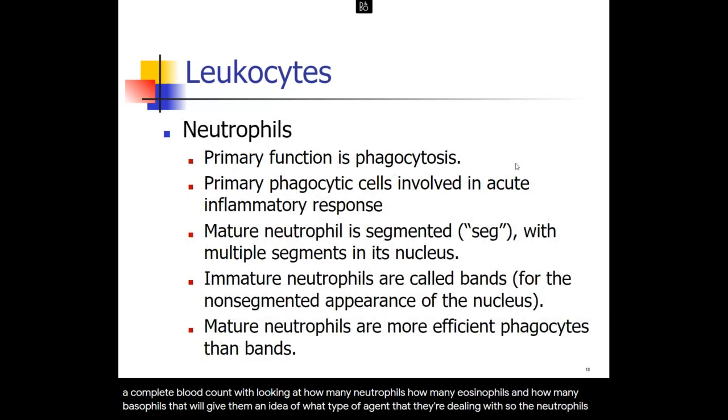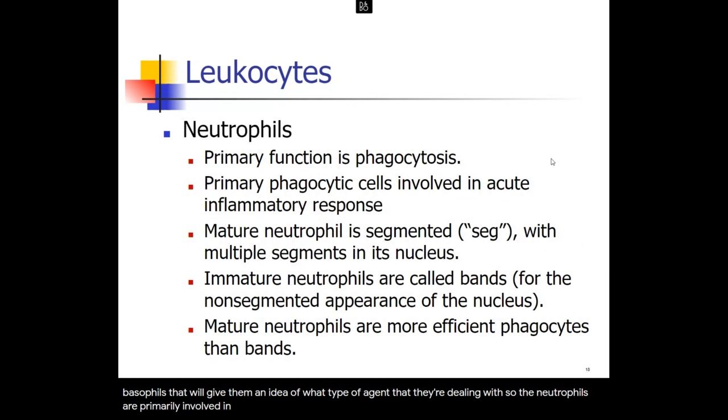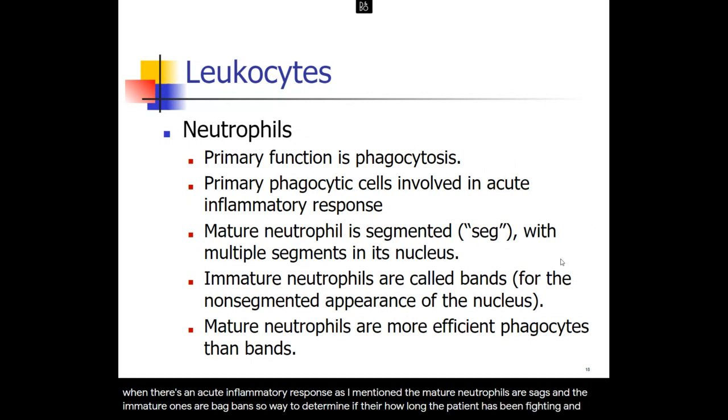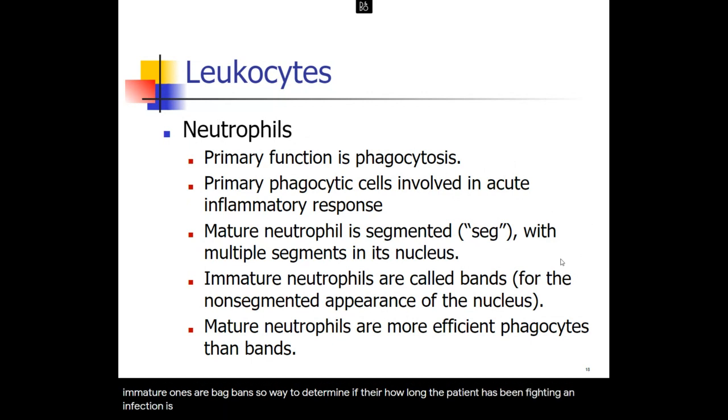So the neutrophils are primarily involved in phagocytosis, and that is basically engulfing an invader, and it occurs when there's an acute inflammatory response. As I mentioned, the mature neutrophils are segs, and the immature ones are bands. So a way to determine how long the patient has been fighting an infection is if the bone marrow starts producing an increased number of bands. In response to an infection, the white blood cell count increases.